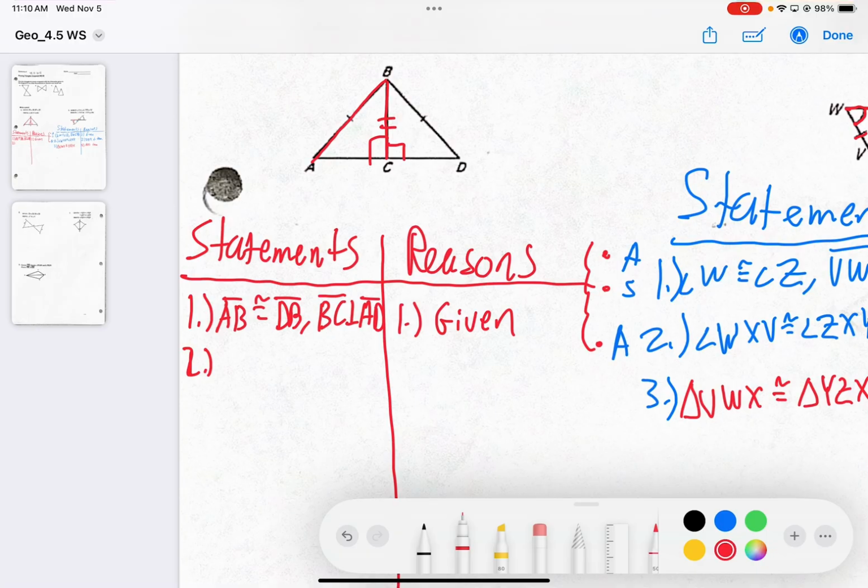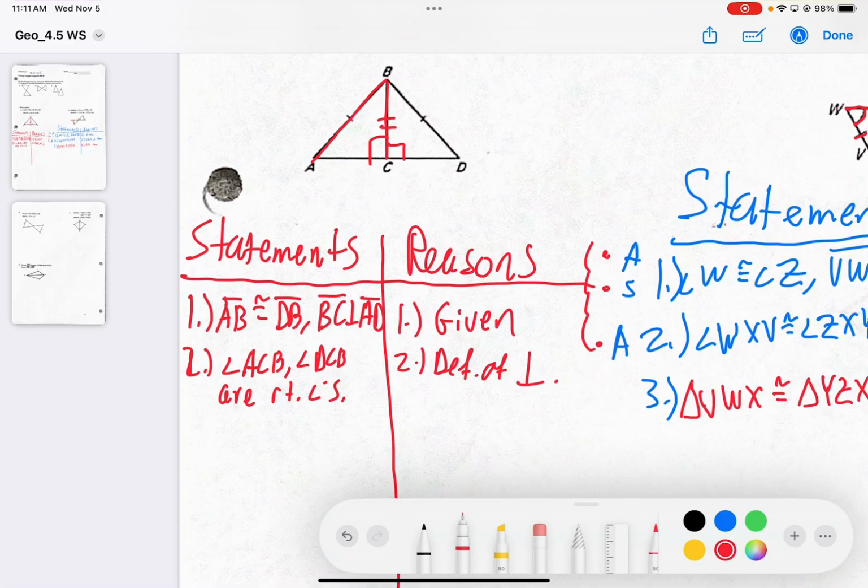So here's what I need to say. I need to say angle ACB, comma, angle DCB, are right angles. So if you don't have that in your proof, write it down. Those 2 angles are right angles is what you need to say, okay? What's the reason for that? Very good. Definition of perpendicular, because the lines were perpendicular to each other.